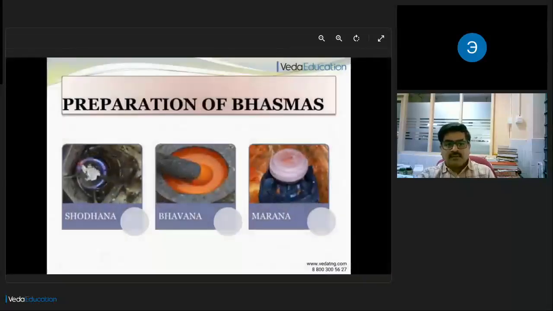Okay. So this is known as shodhana. Shodhana is nothing but the purification. So mainly this grinding has two actions. One is the purification, and the second one is the impregnation of the qualities of herbal drugs into the mineral drugs.